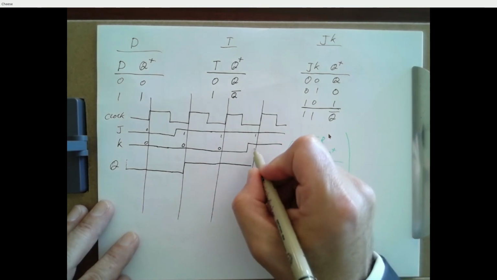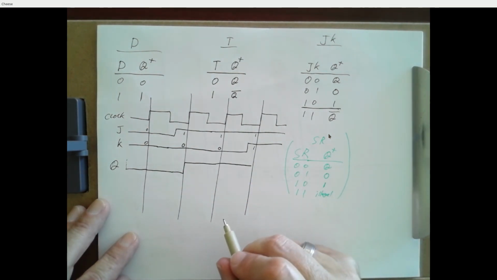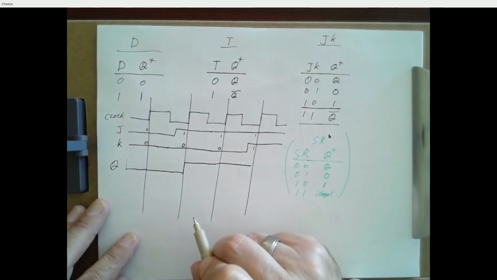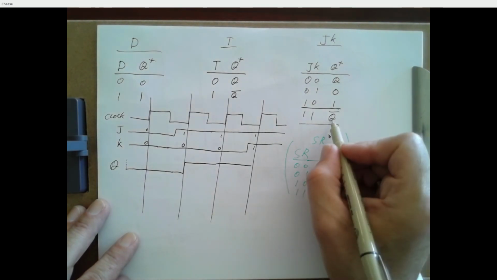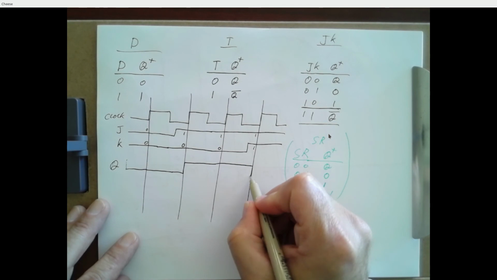Now here J is a 1 and K is a 1. So the clock ticks, what's the new value of Q going to be? Does everybody see that? J and K inputs are both 1. A JK flip-flop will toggle its output. Currently Q is a 1, so on this clock tick Q is going to become a 0.